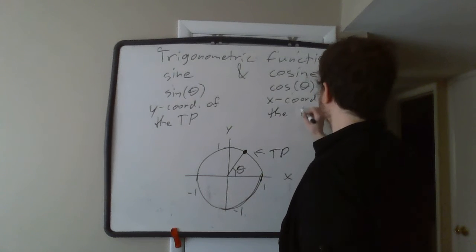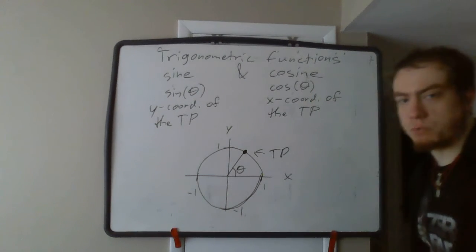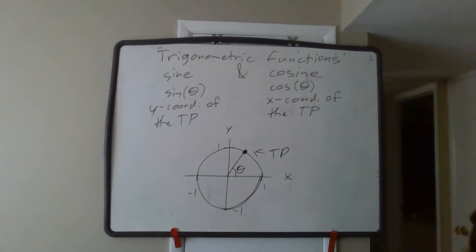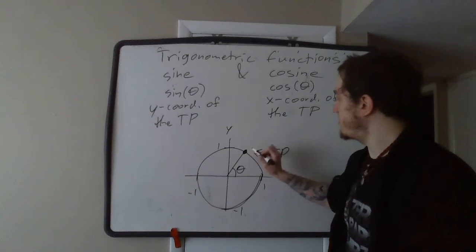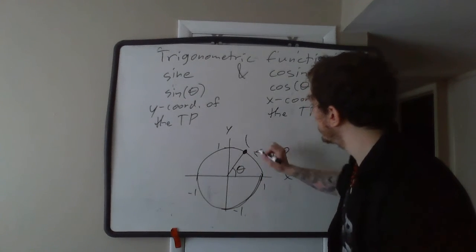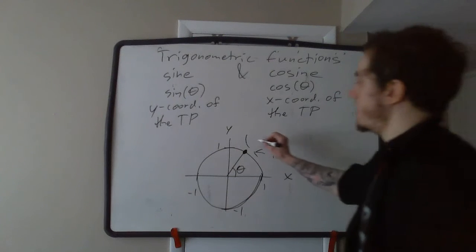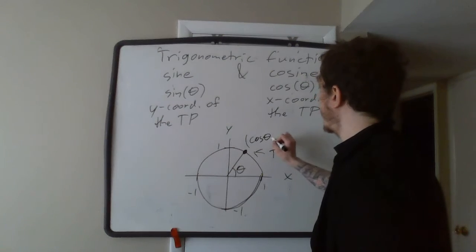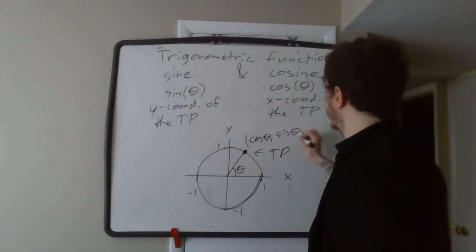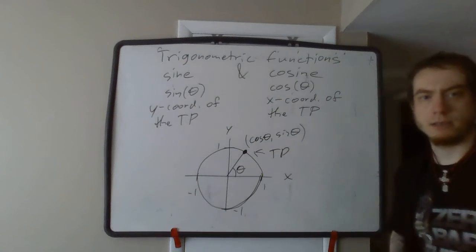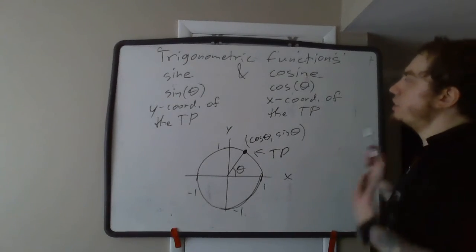of the terminal point. And there's a really nice way of remembering this. If we just think about this picture with the unit circle, I can just say that this terminal point has coordinates cosine theta, comma, sine theta. And this is the definition of these functions.